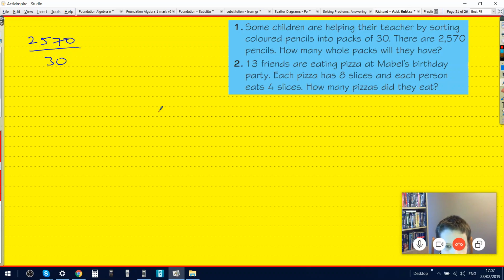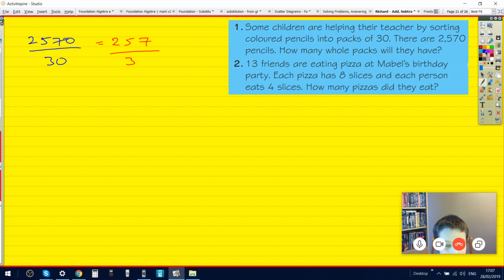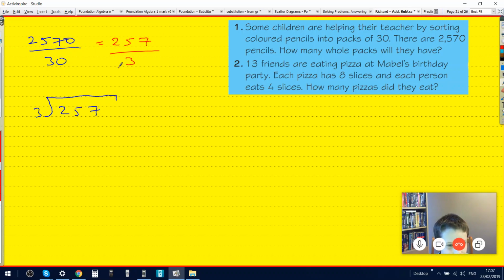So what would that get you? It would get you 257 over 3. And so that's an easier thing to divide by. So if you want, you can write it out the bus stop way, or you can do it the fraction way, whichever you prefer. I think I'll do it the bus stop method way. Okay. Should I do it on paper? Okay.